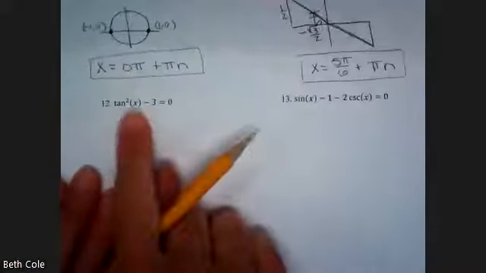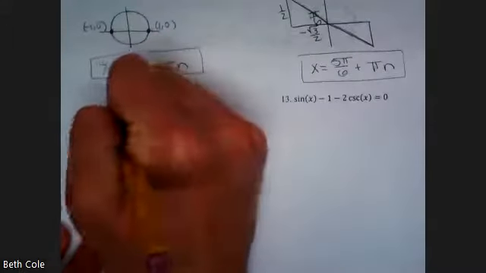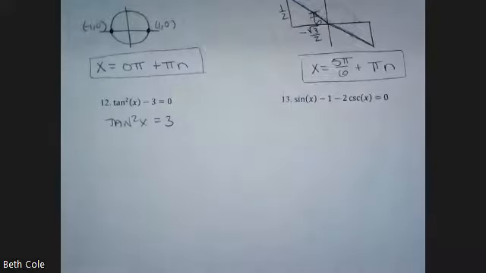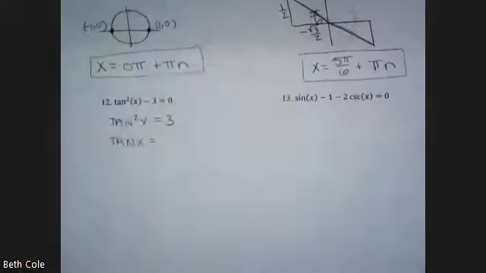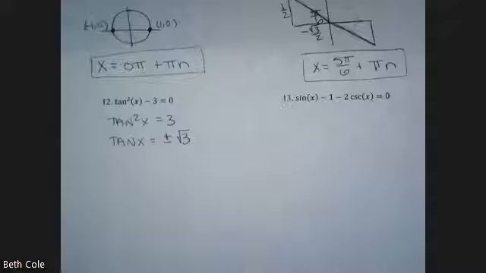All right, what would you do to start solving this? Yep, add 3. And then square root. When you square root, you have to put plus and minus. Good. So this one will be the bow tie. It will be in all the quadrants.